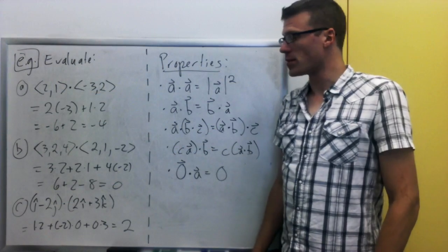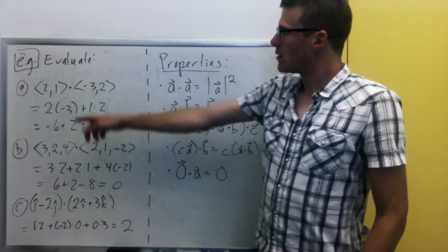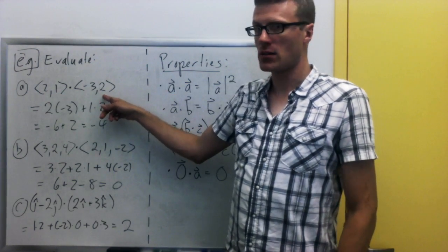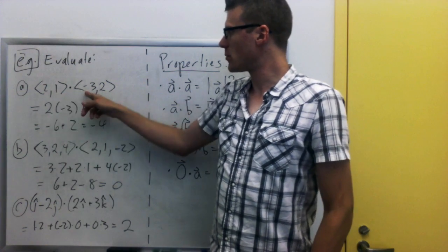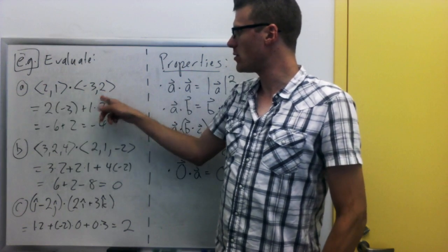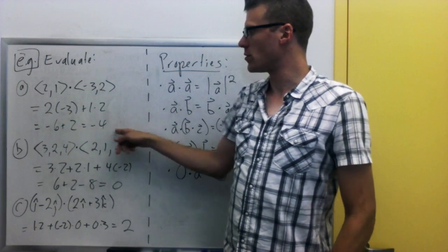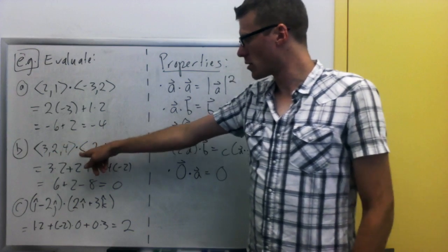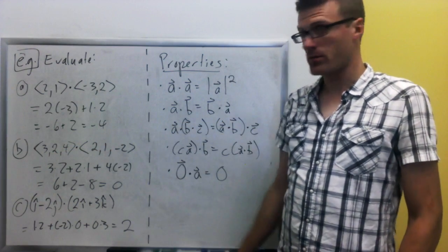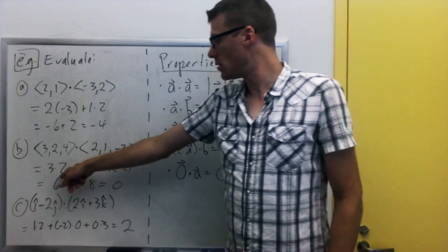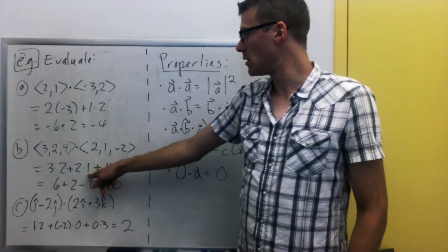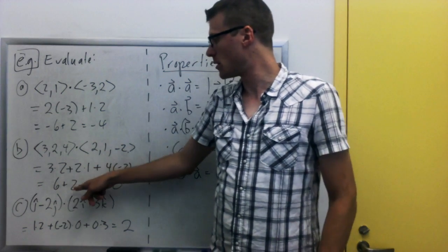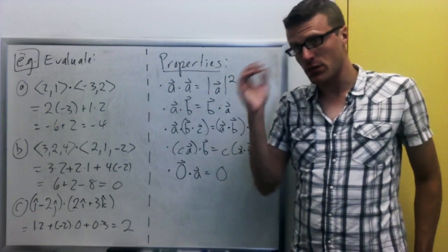Let's do some examples of evaluating dot products. So first, let's take 2, 1, dot, negative 3, 2. So I take 2 times negative 3, and I add to that 1 times 2. It's negative 6 plus 2, which is negative 4. How about 3, 2, 4, dot, 2, 1, negative 2? So 3 times 2 plus 2 times 1 plus 4 times negative 2. That simplifies to 6 plus 2 minus 8, which is equal to 0.